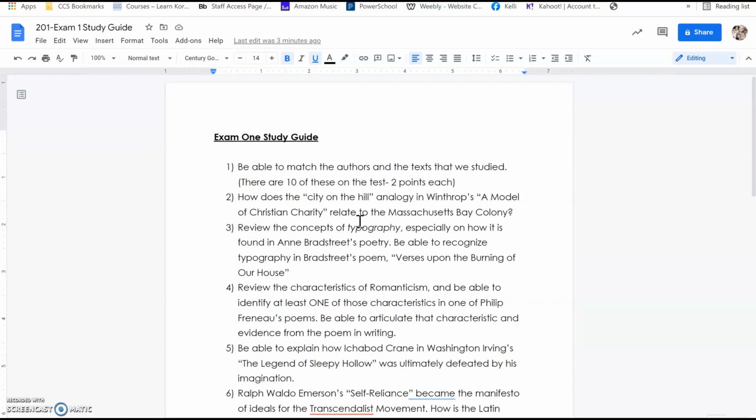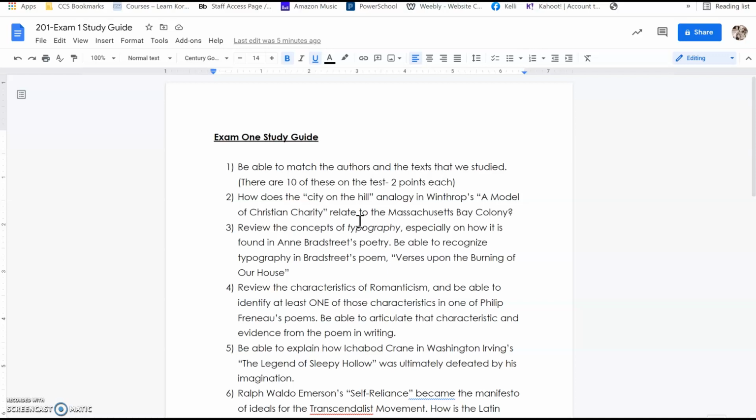The second one of those multiple choice questions has to do with typography, and so you want to go back and look over your notes on typography and how to recognize it, especially in poetry, especially in the poem Verses Upon the Burning of Our House. If I were to ask you which of the following is not an example of typography, and I give you several lines of that poem, would you be able to recognize the one that does not belong?